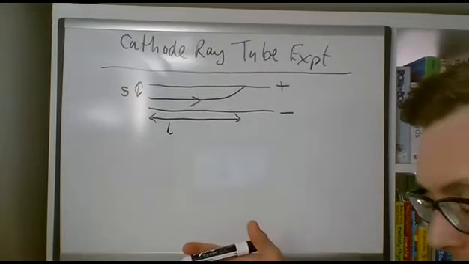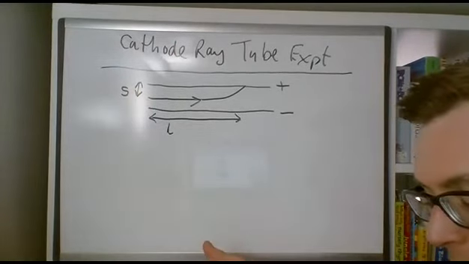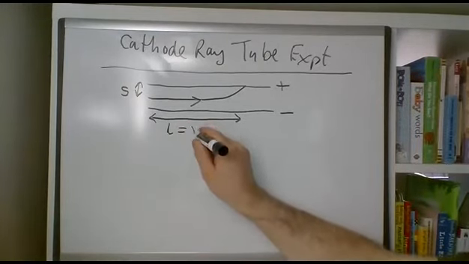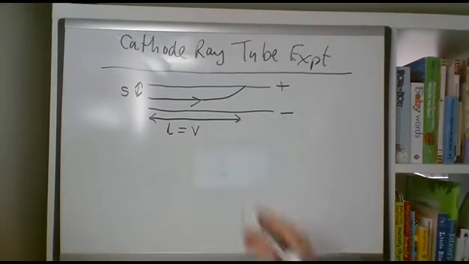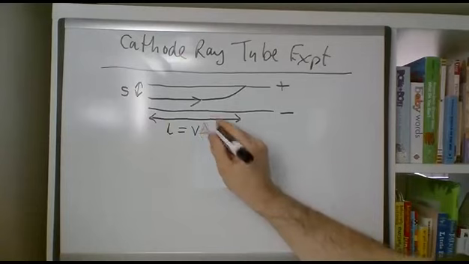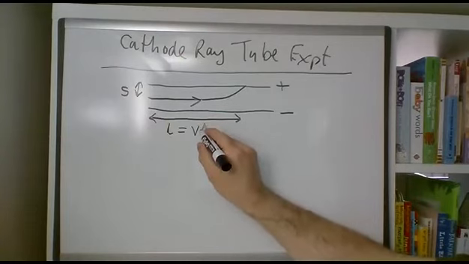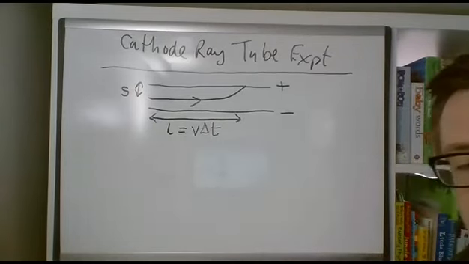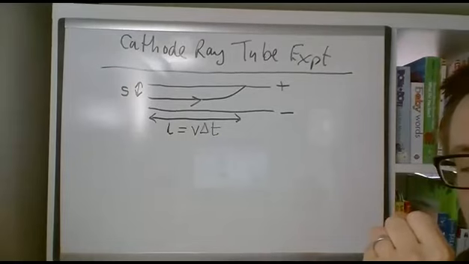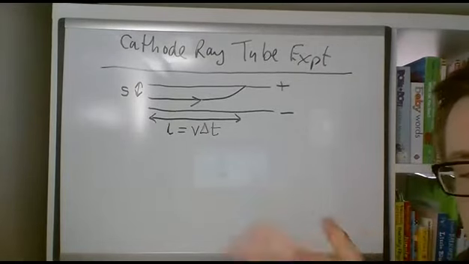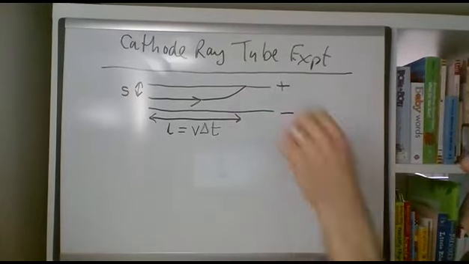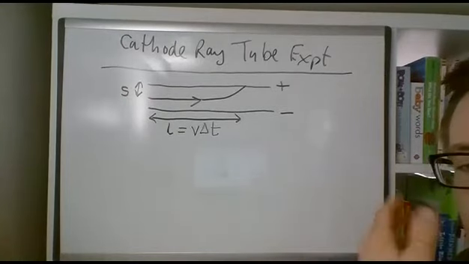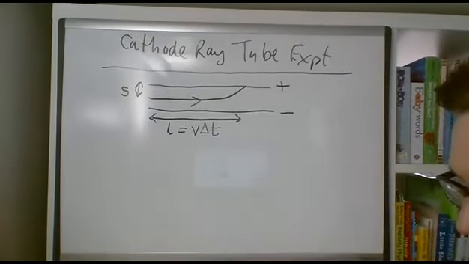Now, length is the speed times the time of travel. So length is actually the velocity of the cathode ray multiplied by the time it has traveled for. We'll call that delta t, where delta t is the final time minus the initial time. So the start time, let's say, is t1, and the time it takes to get here is t2. So delta t is t2 minus t1, so it's numerically equal to t2.